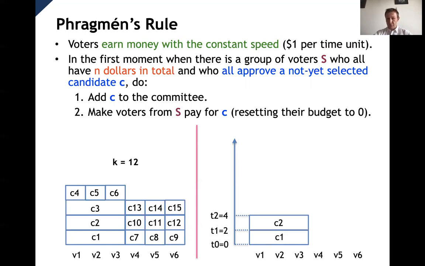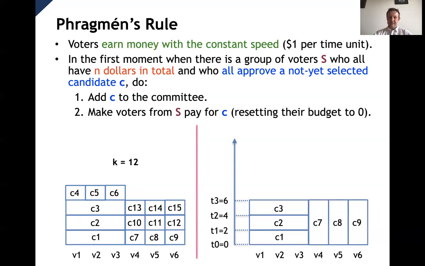Next, in time 4, those 3 voters managed to once again collect $2 each. They in total have $6. That is enough to buy another candidate, say C2. In time 6, those 3 voters again can buy another candidate, namely C3. But also here, in this moment, voter V4 managed to earn $6, which is enough to buy a candidate that only this voter approves. So, for example, C7 will be selected.